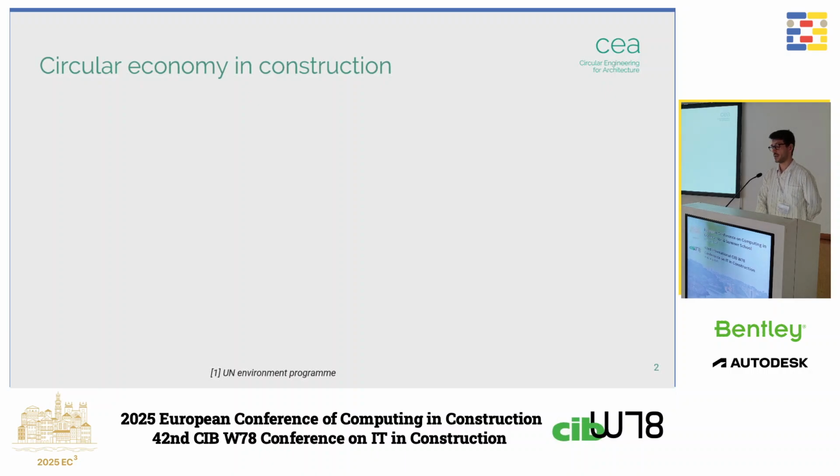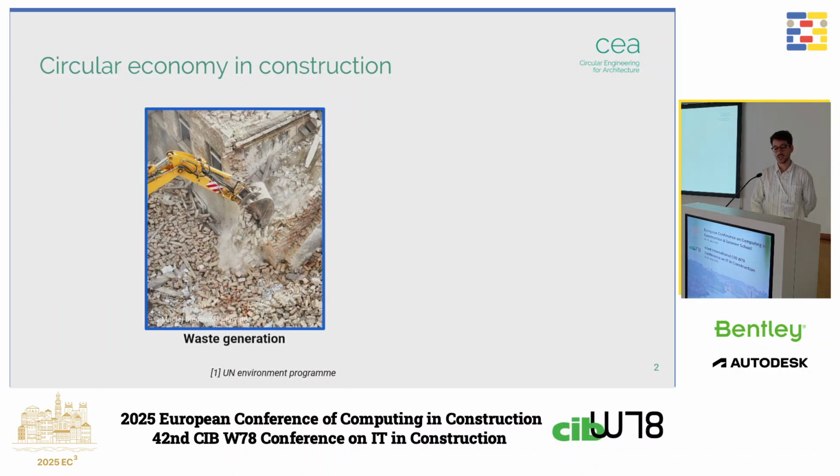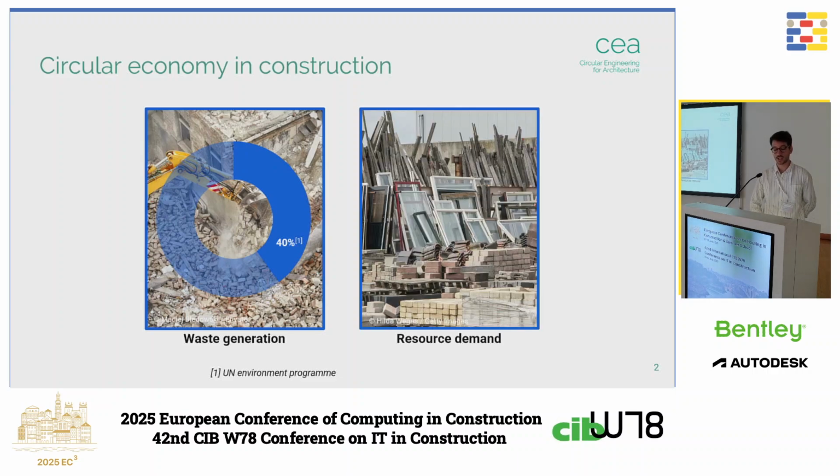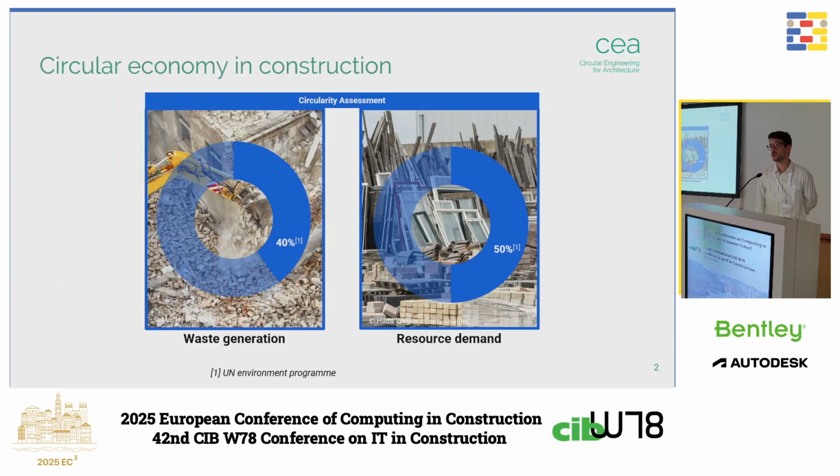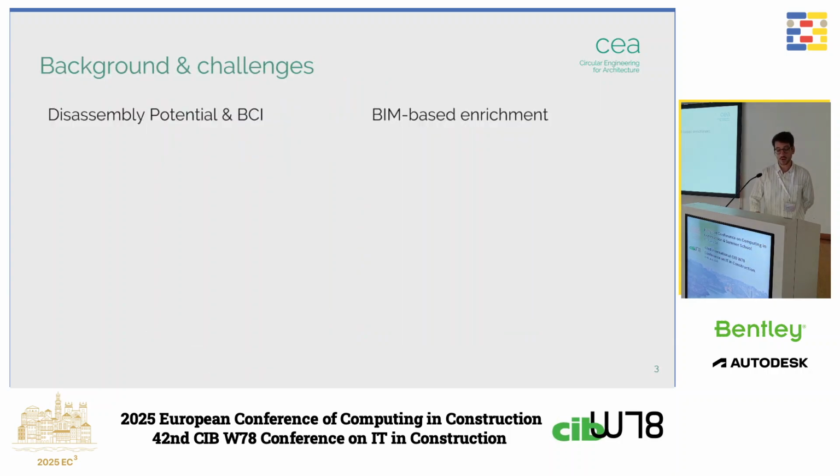I think I can skip this introduction and motivation slide. We have heard it in this session quite often. Why do we need a circular economy? We have a huge amount of waste in the construction industry and a huge resource demand. One of the solutions is circularity assessment in early design stages. So when we're designing new buildings, we assess circularity and improve to close the linear economy to a circular one. And one of the challenges is actually calculating disassembly potential.